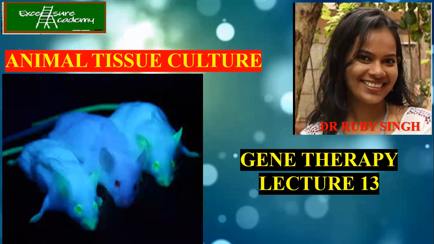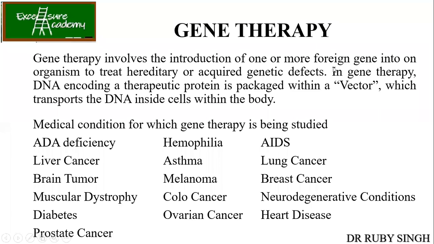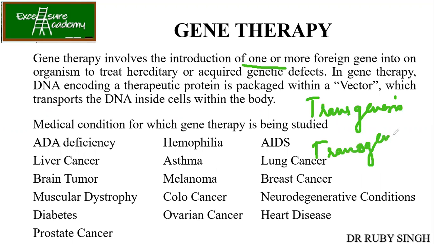So today we'll be doing gene therapy, the last portion from your syllabus of animal tissue culture. Gene therapy involves the introduction of one or more foreign genes into an organism to treat hereditary or acquired genetic defects. As we were discussing, we already know the meaning of introducing one or more foreign genes. That is transgenesis, right? The procedure is called transgenesis and the animal will be called transgenic.